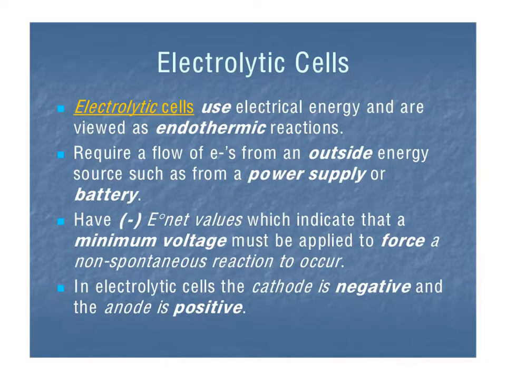Once again, to emphasize, the electrolytic cell uses electrical energy and it's endothermic. It requires some sort of power source from outside, such as a battery or some sort of direct voltage power supply. And when we calculate the overall net potential of the cell, it is going to be negative. This negative voltage is just the minimum required to force this non-spontaneous reaction to go. However, the cathode, the site of reduction, is now negative, whereas in a voltaic cell, the cathode was positive. As well, the anode in the electrolytic cell is positive.